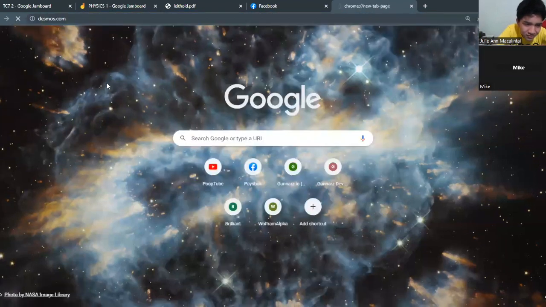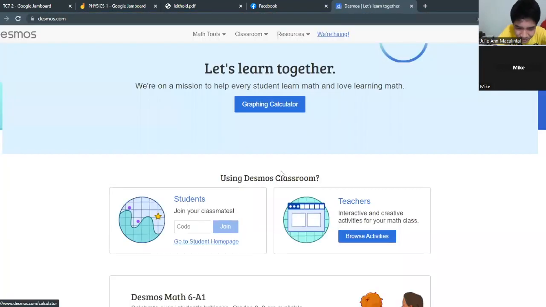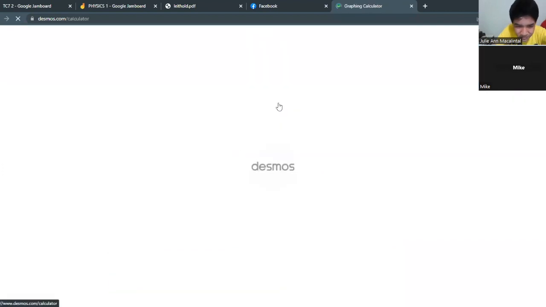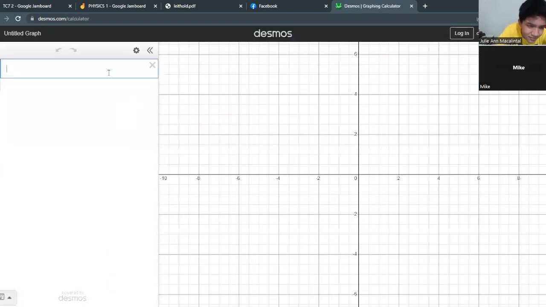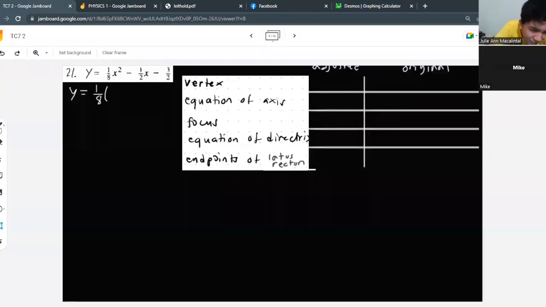Okay. At pwedeng pabukas ng Desmos sa isang tab. Kasi ang gusto kong gawin ngayon, to check your results, gusto kong i-graph mo rin yung makukuha mo. Ano yun eh, Desmos wasn't available to me nung pinag-aaralan ko to. But since it's available to you, take advantage of it.